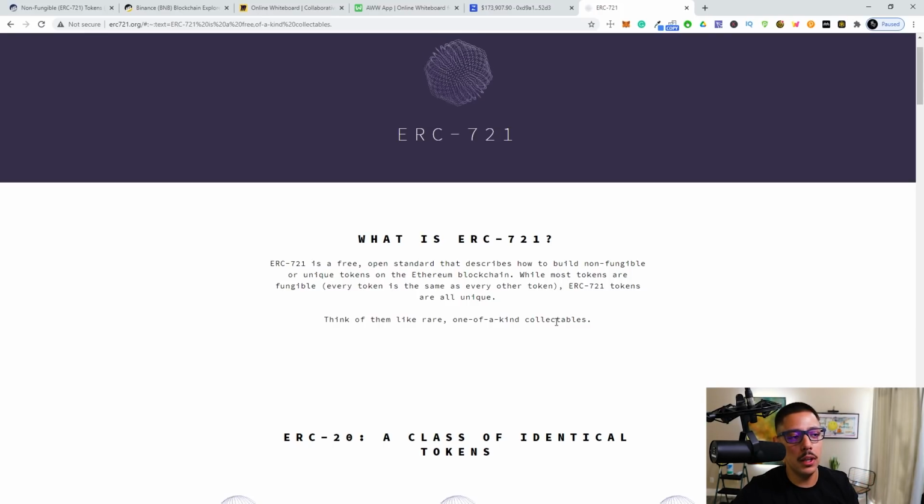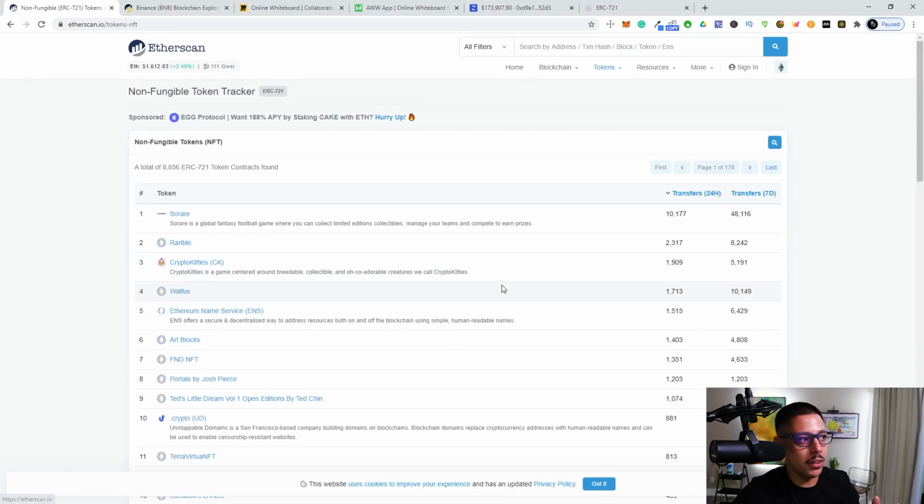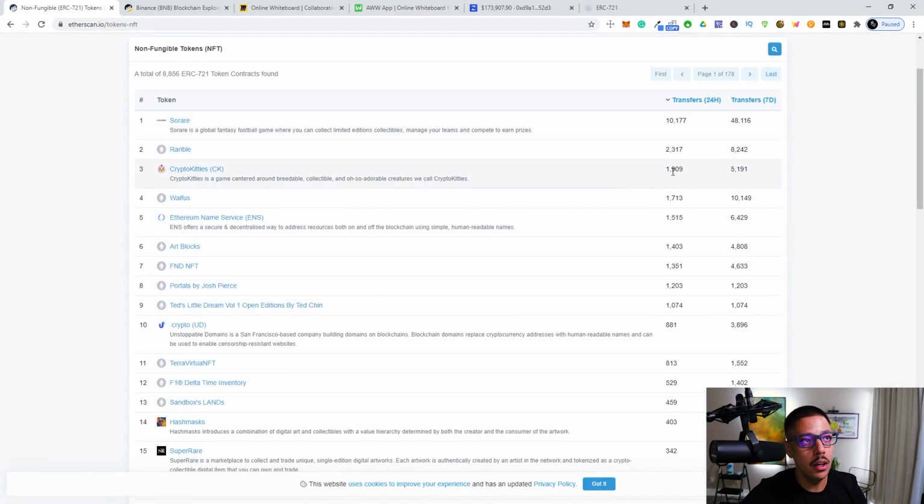So we're talking about right here NFTs. These are ERC 721. While most tokens are fungible, every token is not the same as the other. ERC 721 tokens are all unique. Okay, think of them like rare, one-of-a-kind collectibles. So this is the way they create NFTs. And you could see right here the top NFTs and the top transfers, right?